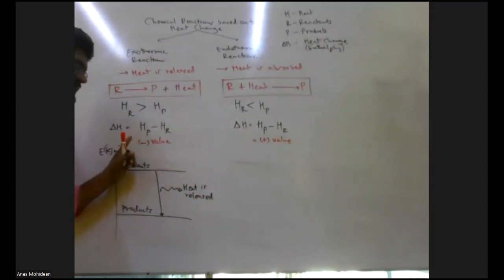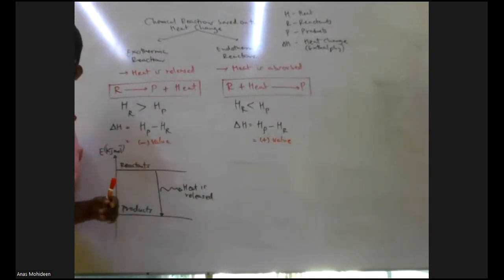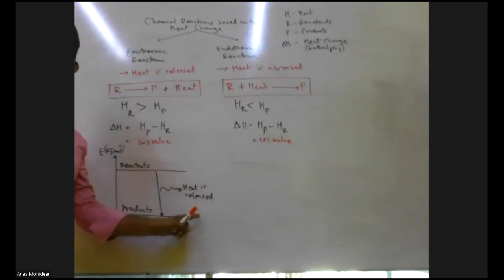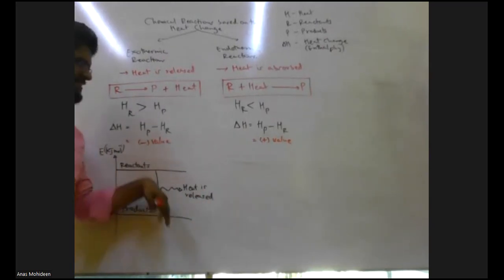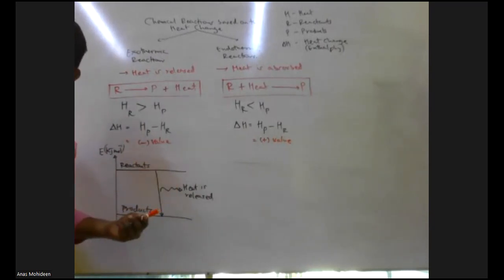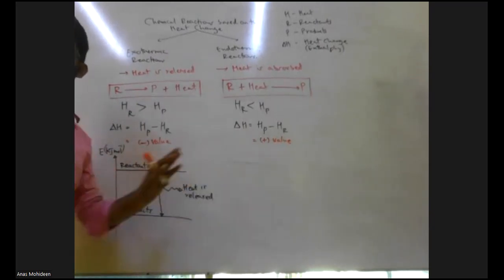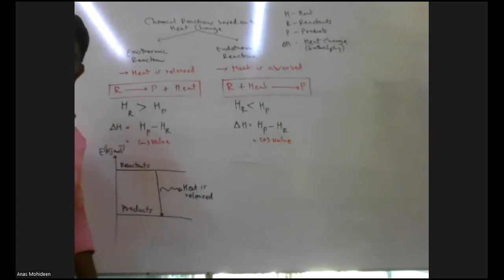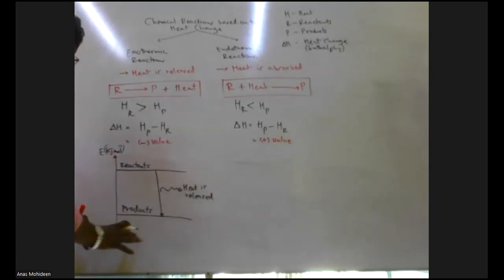Sometimes in the question they will give the value, let's say minus 200 joules per mole. What you have to do is write heat is released, minus 200 joules per mole. Or else, writing heat is released is not essential in that case. You can write minus 200 joules per mole to show the amount of heat released out. Very simple.